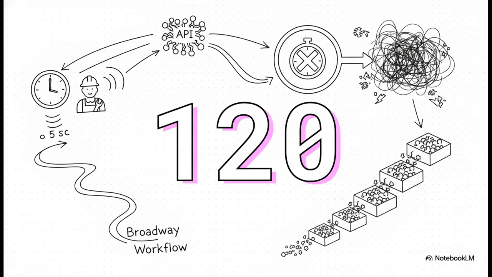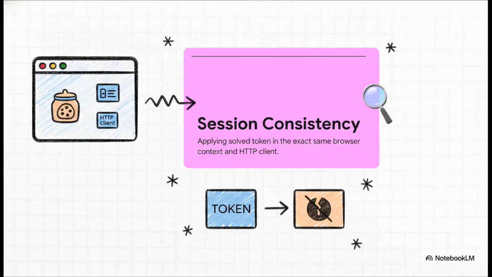Overpolling just adds a ton of noise and load to your API. Underpolling slows down your entire Broadway workflow, and waiting indefinitely, well, that's pretty much a guaranteed way to crash your worker queues entirely. Now, skipping over to Step 4 from our workflow, we hit a critical definition: session consistency. Simply put, this means applying the solve token inside the exact same browser context, HTTP client, and cookie jar that initially triggered the challenge. Look, if you get a valid token from an API, but you try to inject it using a completely different session, it's going to fail.